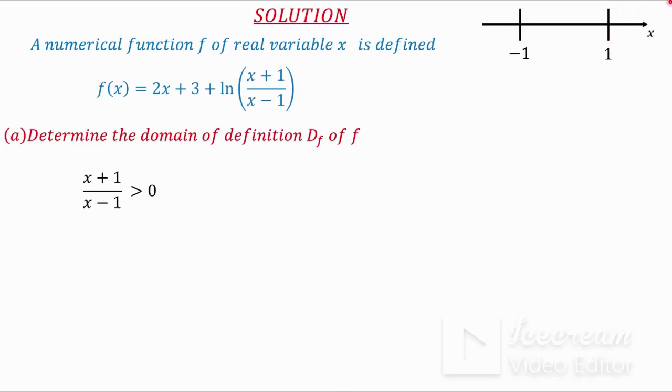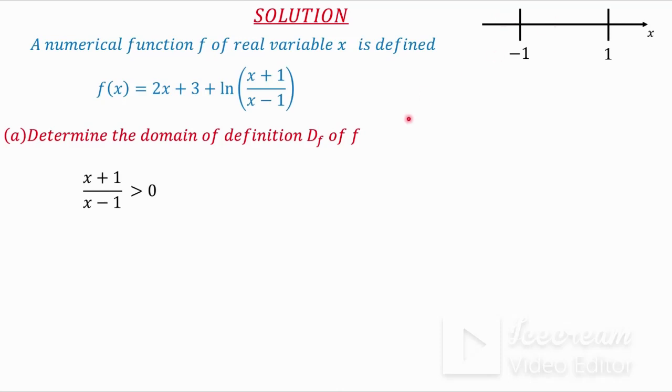Once we do that, we obtain the signs. For example, if in the interval negative infinity, -1, we obtain the sign to be positive, that is greater than 0, it means the values of x satisfy that inequality. If the sign of (x plus 1) divided by (x minus 1) is positive in one of those intervals, it means that interval contains the values of x which satisfy this inequality.